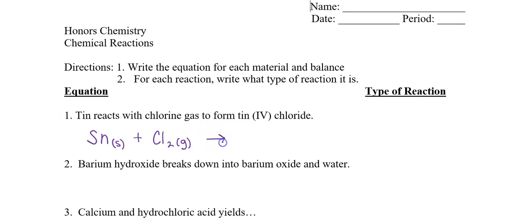For this unit, it isn't required. I would not mark off on the test if you didn't write the types of state of matter it is in, but in the upcoming units you will be required to do this, and this is why I want to make sure that I practice with you for every lesson through the end of this unit. It's going to form tin 4 chloride. So I'm going to write tin. It's a +4 charge. Chlorine is a -1. So our formula looks this way.